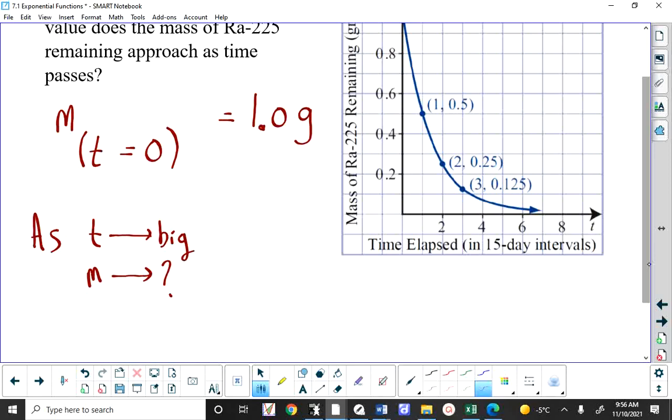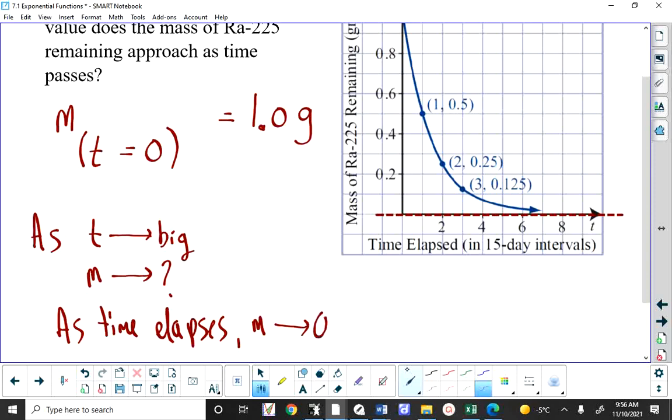And the reason it's going to approach 0 is because this is a math class. And in the math class, we say there's a horizontal asymptote there. Okay. So as the time elapses, the mass approaches 0 grams.